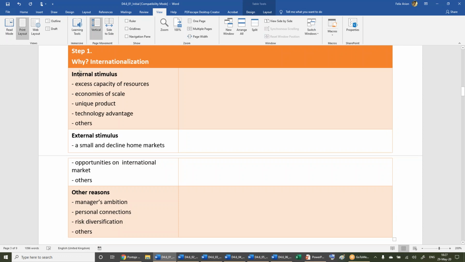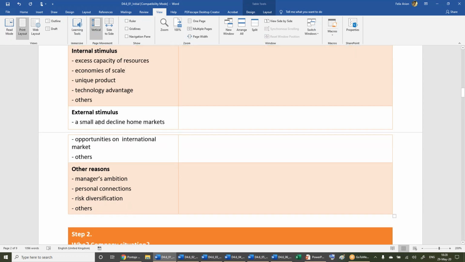The objective ones are those which are very clear, which you can see on the market. For instance, you have too many resources, or you have to take advantage of economy of scale and the home market is not enough for this, or your product is unique and everybody will want it, or you have a technology advantage or something. This is internal stimulus in your company. So you are looking at the company and saying, wow, we are too good for this market, or we have a very small niche on this market, so we have to go outside to use our advantages.